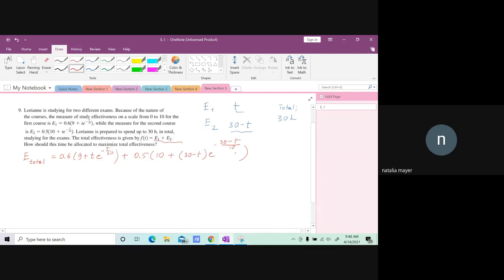Right. So this is the function we're going to work with, and we're going to look for its maximum effectiveness. Eventually we'll solve for time, right? What time allocated to the first and to the second exam is going to maximize the effectiveness? According to our algorithm, what's the next step? Find the derivative. Okay, so E prime.